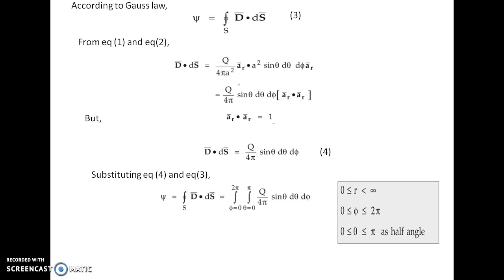So integrating and putting in the limits, we will get this, and after simplifying, you will get psi equal to Q, that is the charge enclosed in the closed surface, which is according to Gauss law. Hence Gauss law is proved. So this derivation is also called the proof for Gauss law.